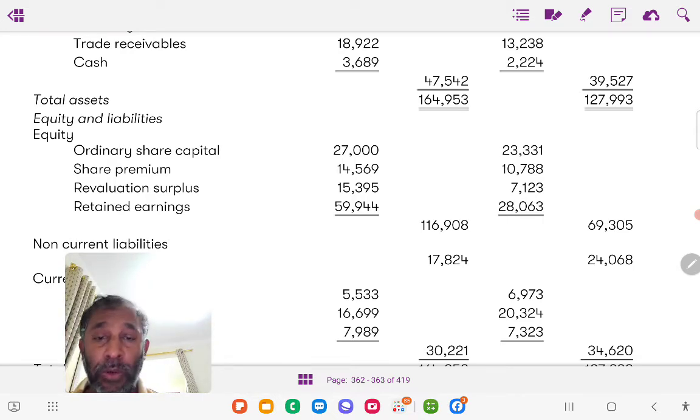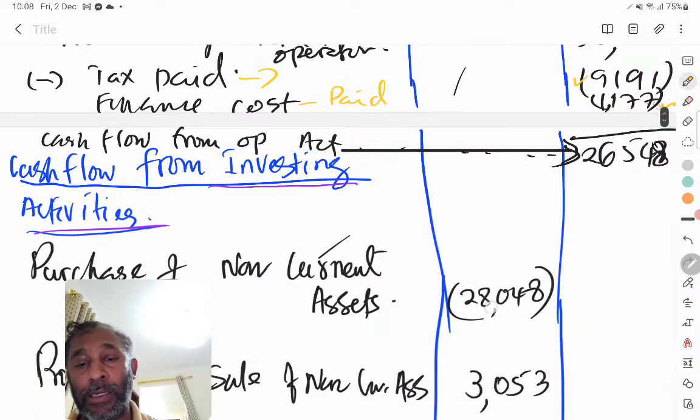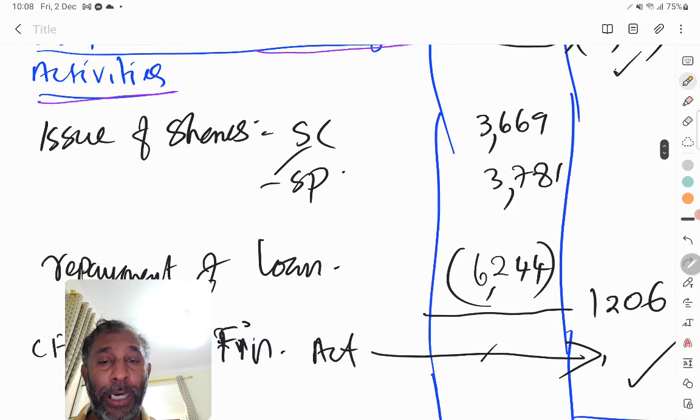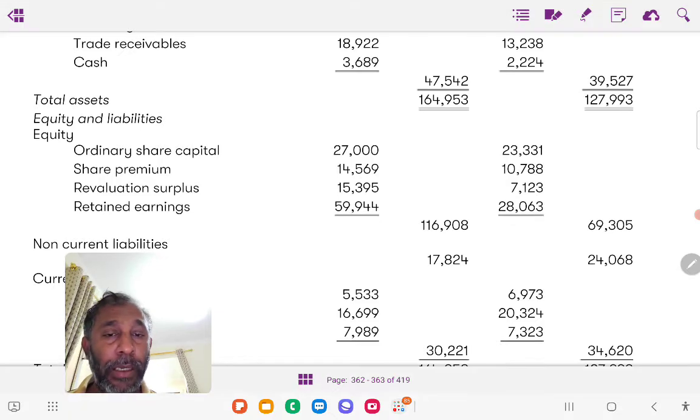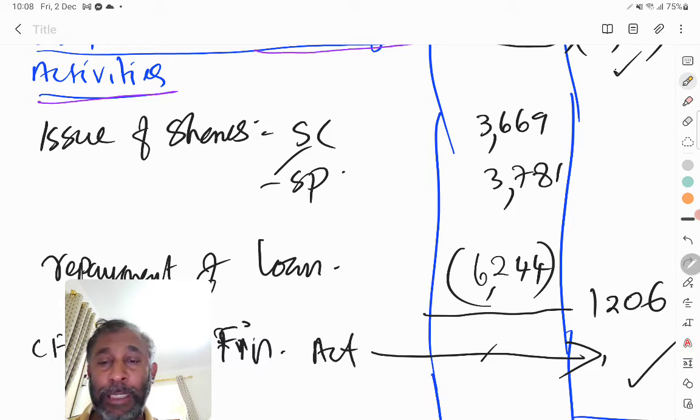When you go to equity, your share capital has increased, and along with that, share premium also increased. Another point to realize: if the company has given any bonus issue, we have to do a working, but in this question there is no such adjustment, so you can continue straightforward. You find the difference, 27,000 minus 23,331, and that is in the financing activity, issue of shares, 3,669, and the share premium 14,569 minus 10,788, and that is 3,781.